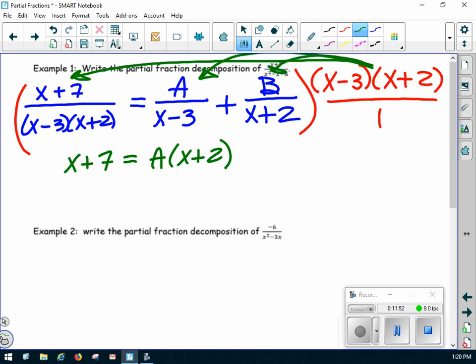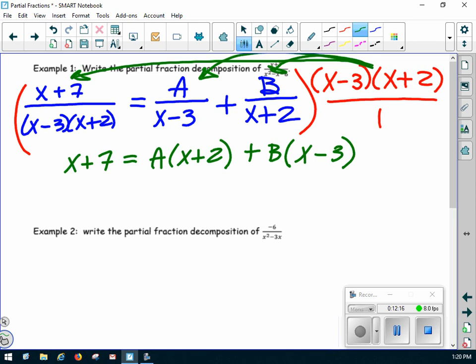What happens when I multiply here? The x plus 2 cancels out, so what am I left with? B times x minus 3. Not exactly with the A and B, but yes, you have. In solving equations, yes, you did this.